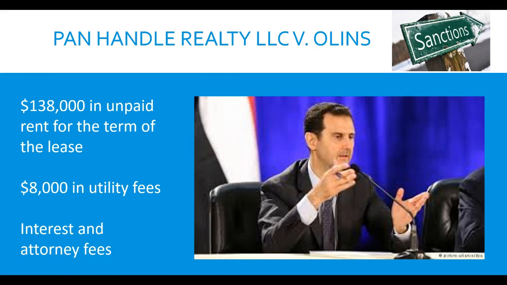On finding that the defendant breached the lease, what did the court impose as a sanction? How was this determined? On finding that the defendant, Olins, breached the lease, the court awarded the plaintiff, Pan, compensatory damages in the amount of $146,000: $138,000 in unpaid rent for the term of the lease, and $8,000 in utility fees incurred by the plaintiff during the lease period, plus interest and attorney fees.